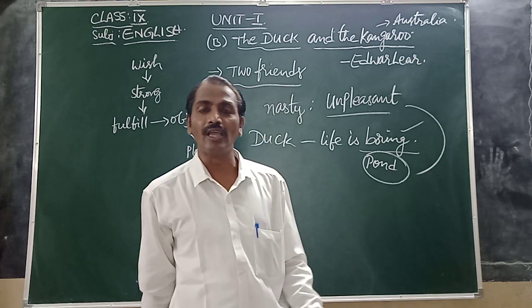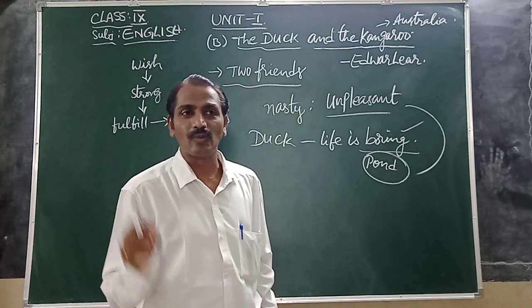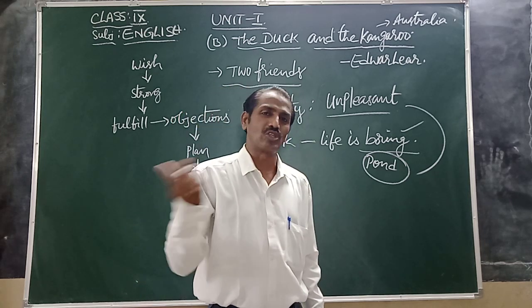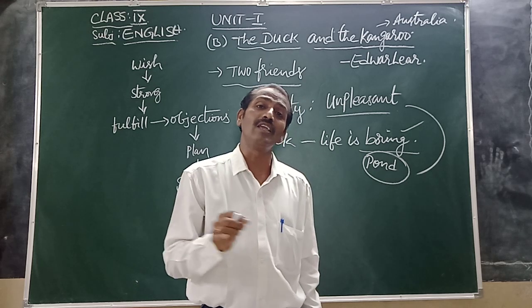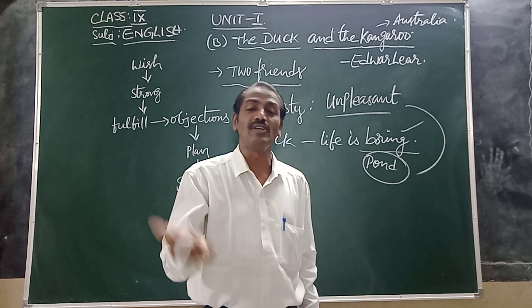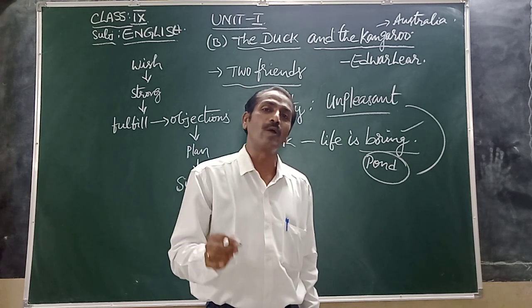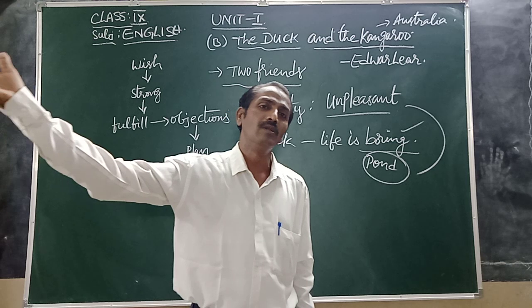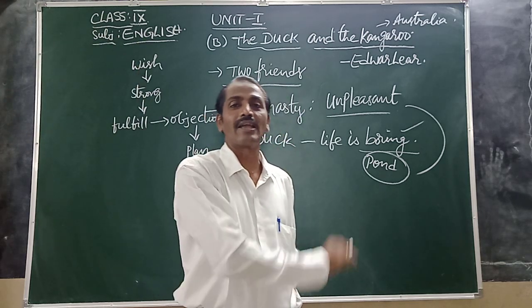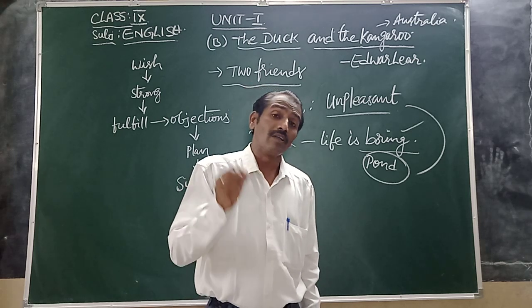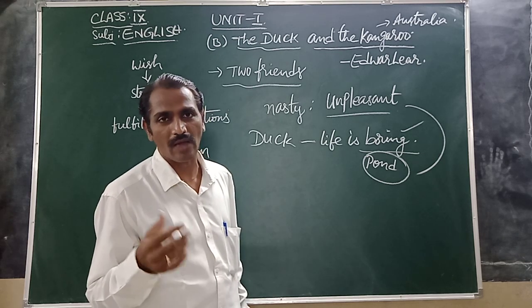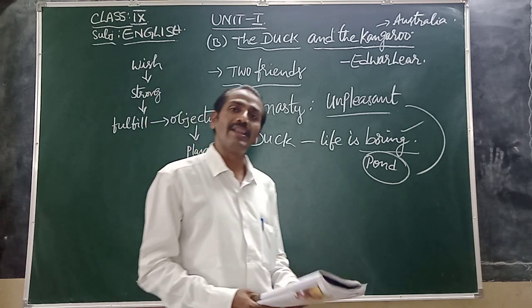Said the duck to the kangaroo. Here, what did the duck wish? The first stanza is a representation of the duck's wish. Its wish is to go around the world, beyond the world, to hop like the kangaroo. The duck is wishing, the kangaroo is hopping. Now children, next stanza.